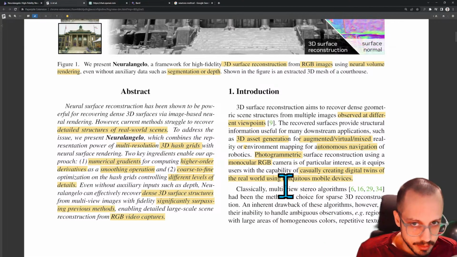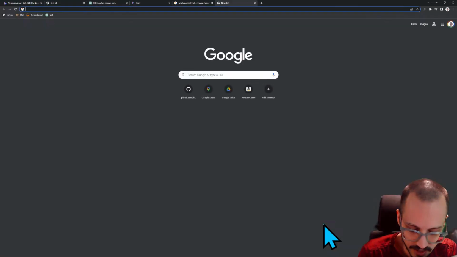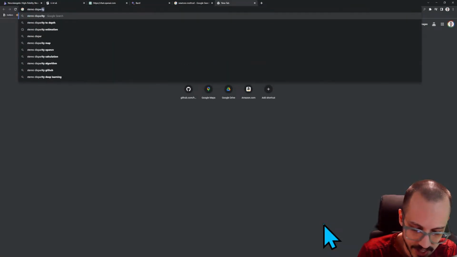Okay, classically, multi-view stereo algorithms have been the method of choice for sparse 3D reconstruction. Obviously, with stereo, now you can get the depth, which means that it's going to be a lot easier to do 3D reconstruction. An inherent drawback, however, is their inability to handle ambiguous observations, regions with large areas of homogeneous colors. Yeah, so this is a very common problem in the classic stereo disparity algorithm.